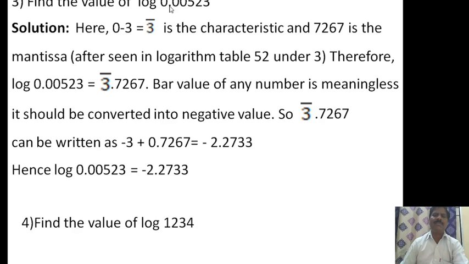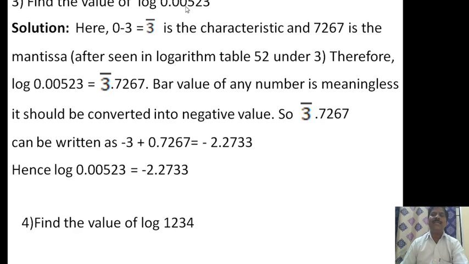the left side of the decimal point has a 0. If continuous zeros are there towards the right side also, they will be converted into bar value. Therefore here 0 is nothing but 0 minus 1, which means bar 1. Then it should be bar 2. Then this should be bar 3. Therefore bar 3 is the characteristic of this logarithm.